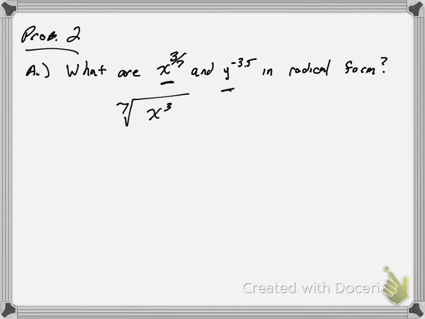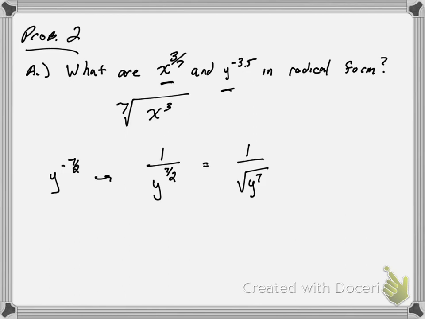Okay, there's that one. Now, with y to the negative 3.5, well, 3.5 as a fraction is 7/2. So I'm going to put y to the negative 7/2. Well, a negative exponent, all that does is move it to the bottom. So y to the 7/2. So you end up with 1 over the square root of y to the 7th.